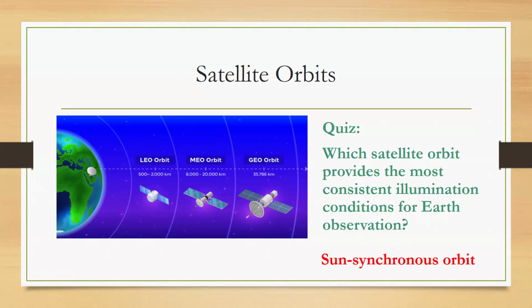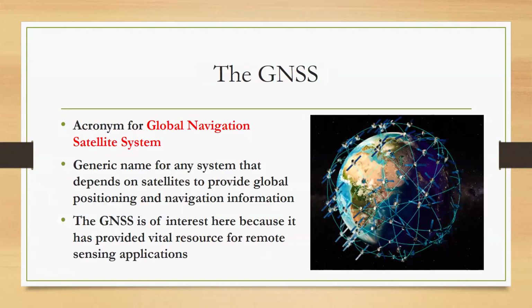Yeah, so sun synchronous orbits are the answer. And then we move on to the GNSS, which is the last part of this session. Okay, so the GNSS, like I said before, is an acronym for the Global Navigation Satellite System, and it is the generic name for any system at all on Earth that depends on satellites to provide us with our positions.